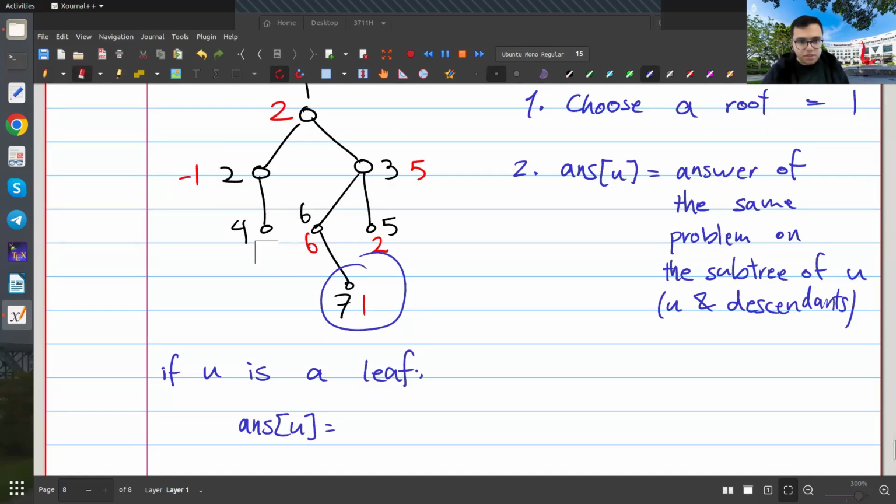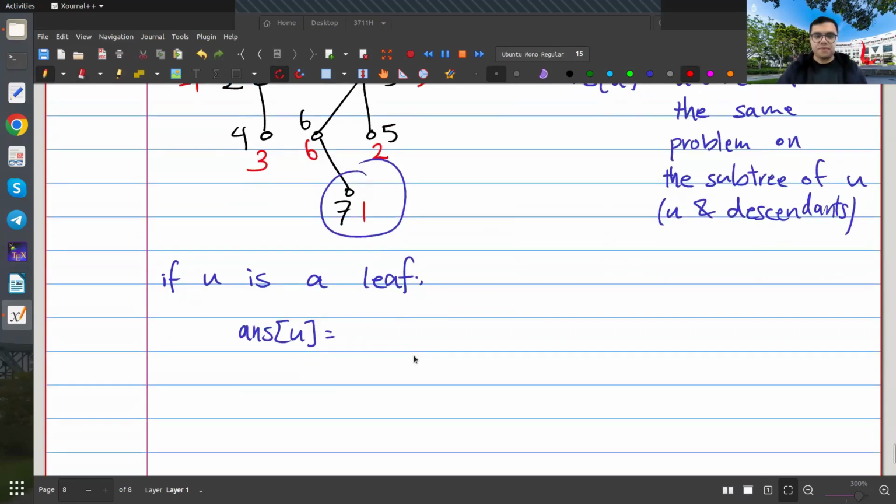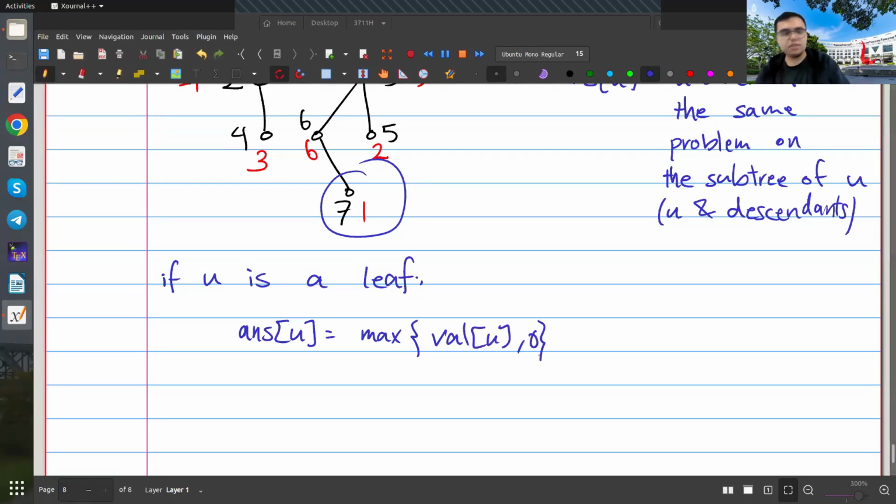And let's create a leaf here with negative value. So let's say 4 has value -1. So ans of 7 would be 1, but ans of 4 would be 0 because I don't take the negative value. Okay, let's actually give it some other value now, 3, whatever. So if u is a leaf, the answer at u is to just look at the value of u. And if the value of u is positive, I'm going to take it. Otherwise, I'm going to take 0. So I can just say this is the maximum of the value of u and 0. That's what I'm doing at a leaf.